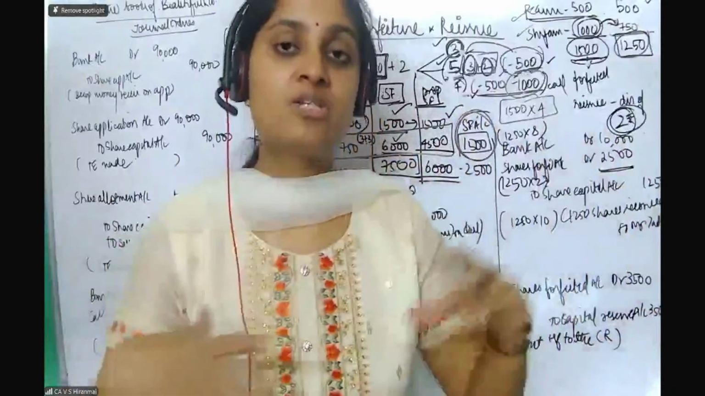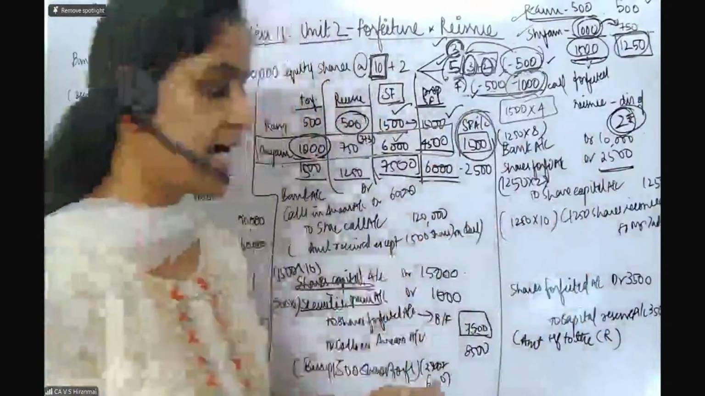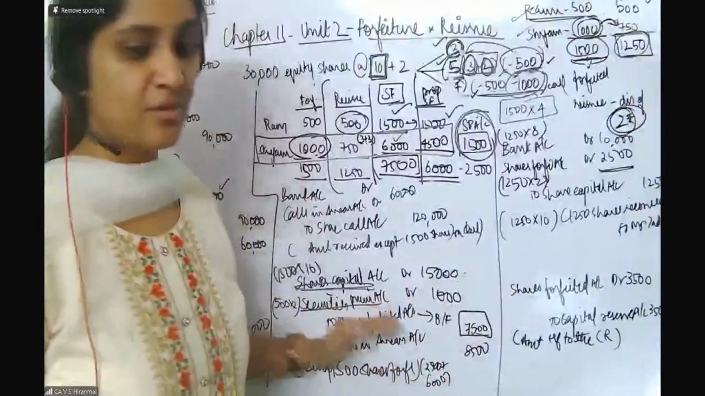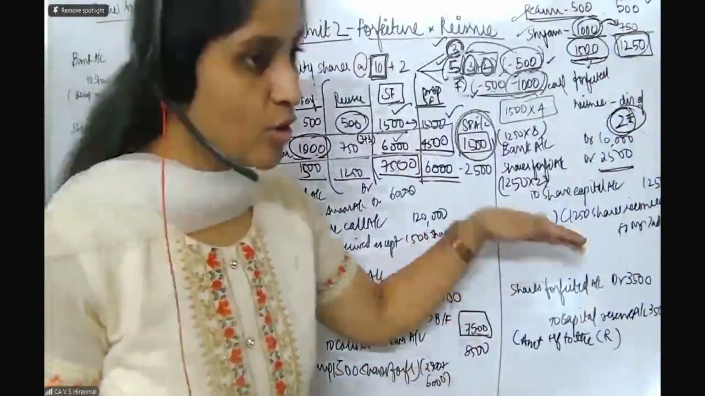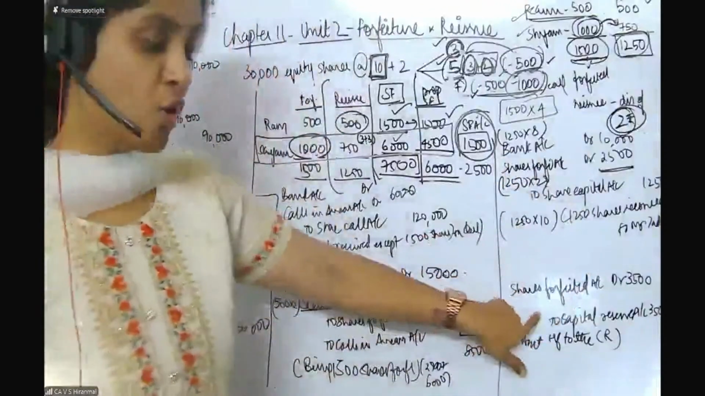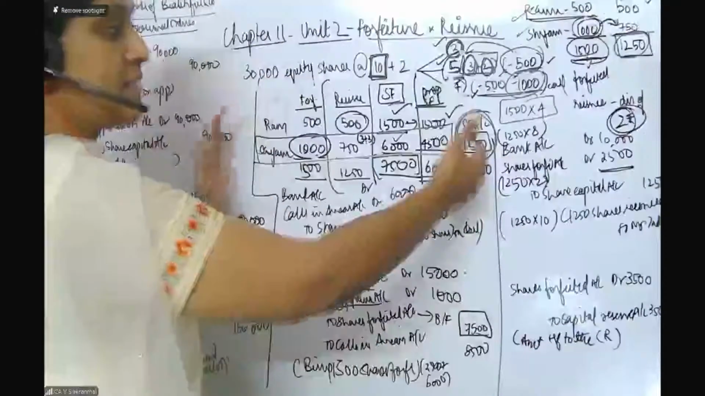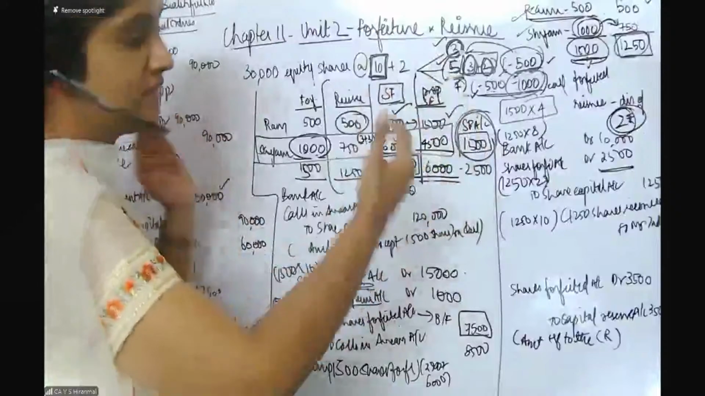So where the actual confusion will start is only in the last three entries. Till this entry it will be very, very easy. This entry also you can pass, but when you go for this entry I will re-explain this once again to you. Please very, very carefully listen.